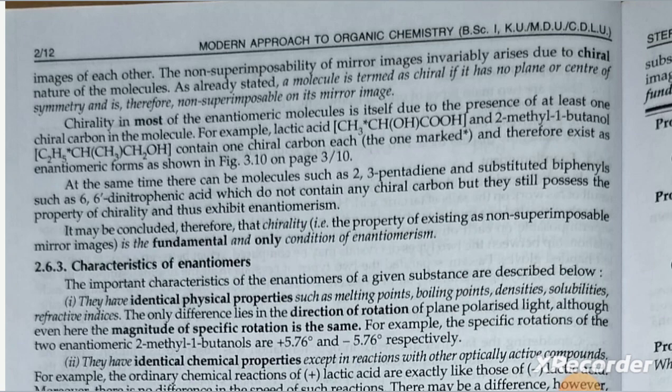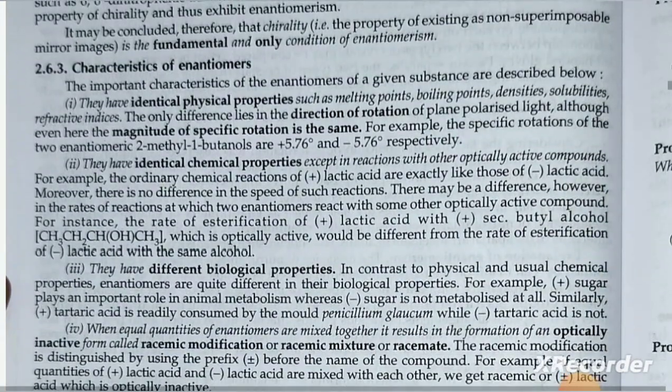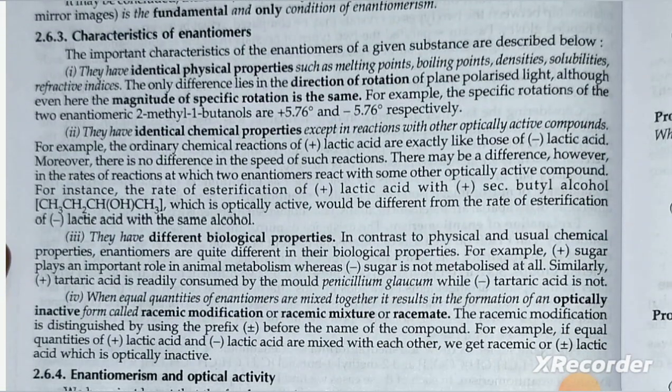It may be concluded, therefore, that chirality, the property of existing as a non-superimposable mirror image, is the fundamental and only condition of enantiomerism. Third is characteristics of enantiomers. The important characteristics of the enantiomers of a given substance are described below.